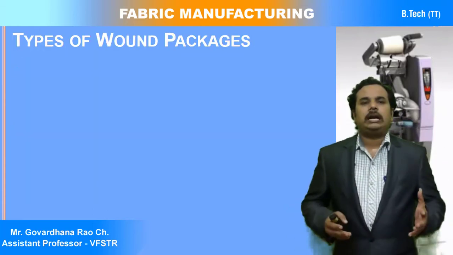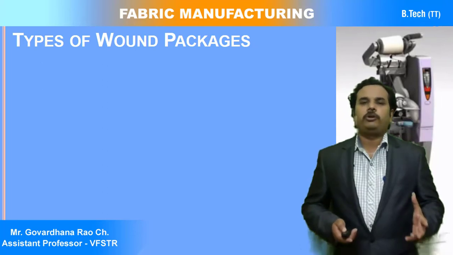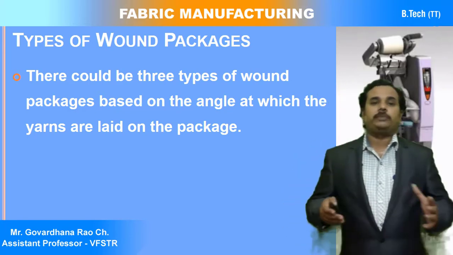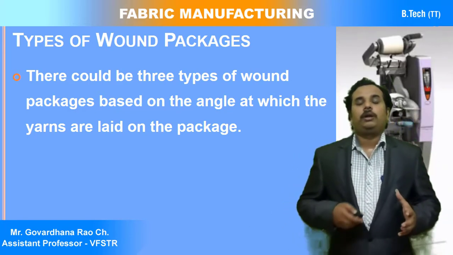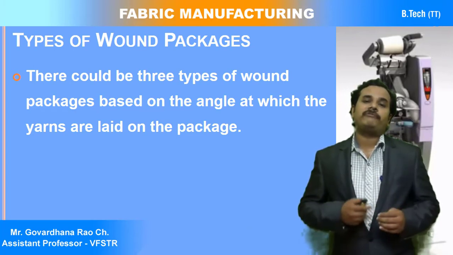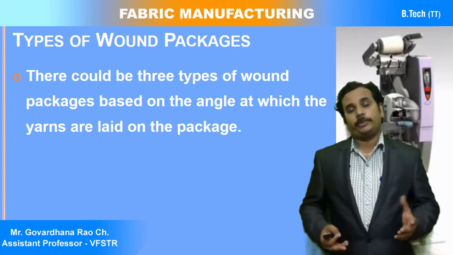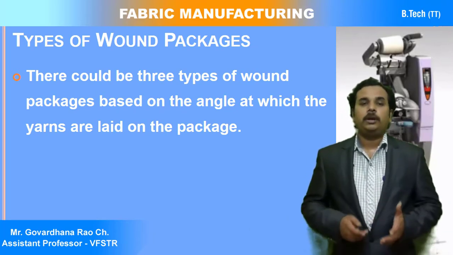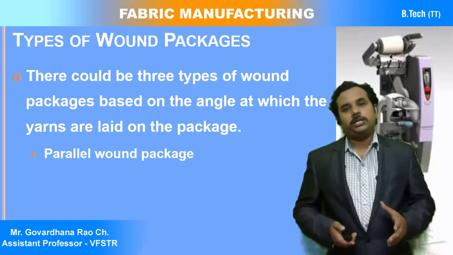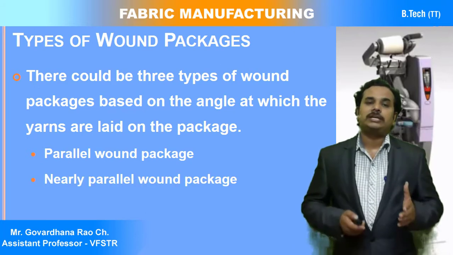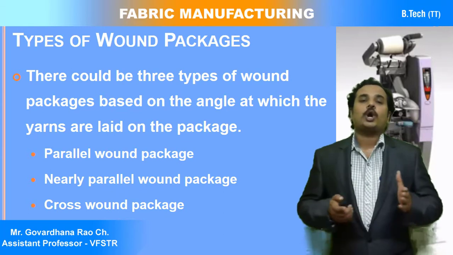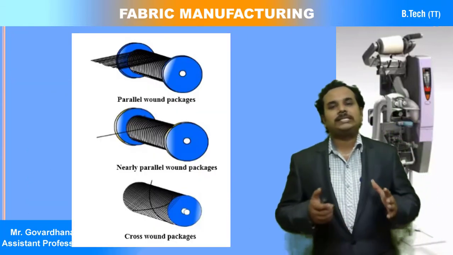Now there are different types of wound packages. There are basically three types of wound packages available. These wound packages are categorized based on how the yarn is wound onto a bobbin. So one is called parallel wound package, the second is nearly parallel wound package, and the third is cross wound package. Now you can see this image.